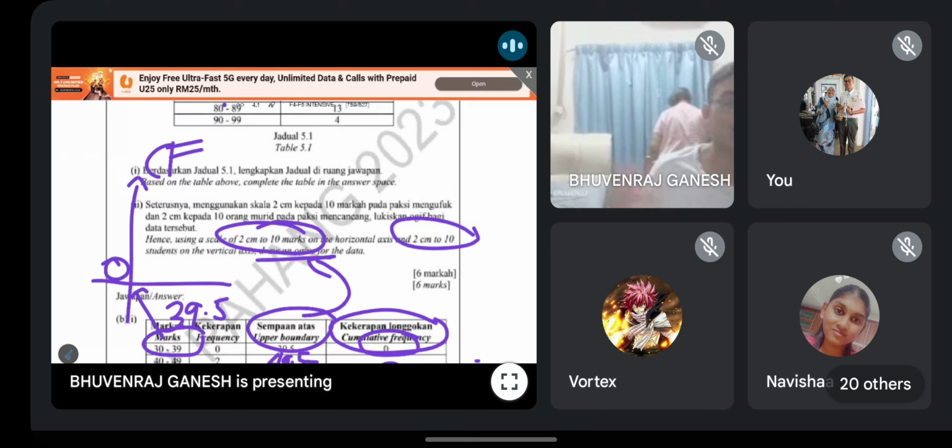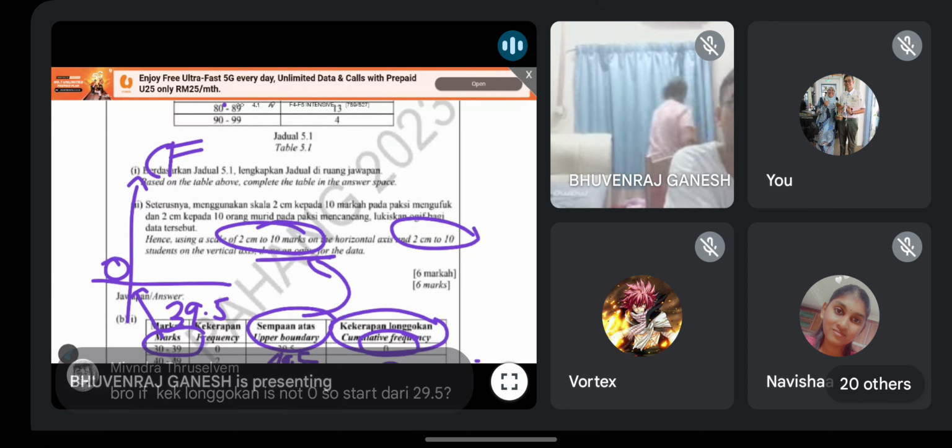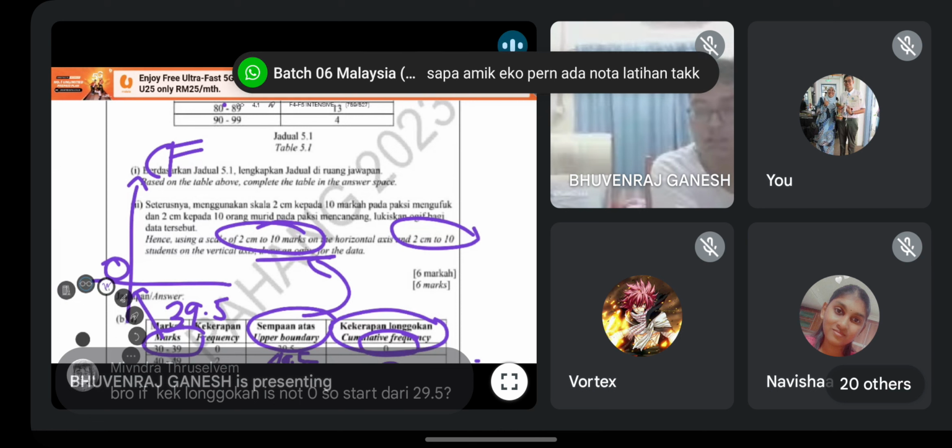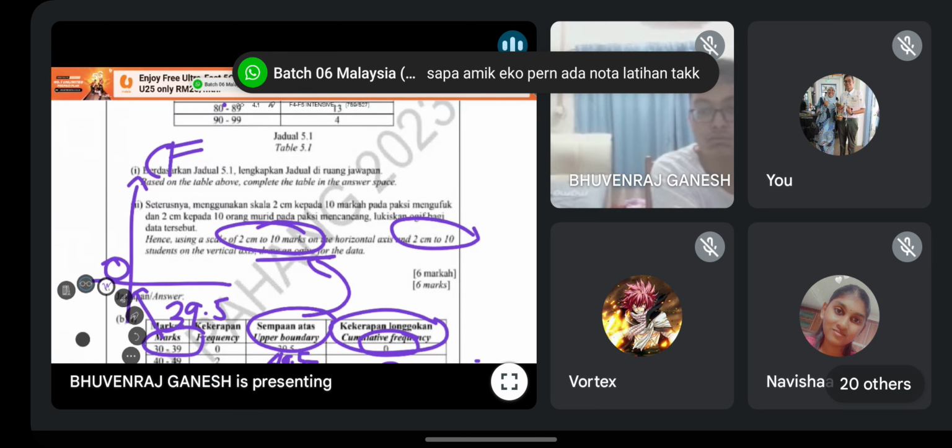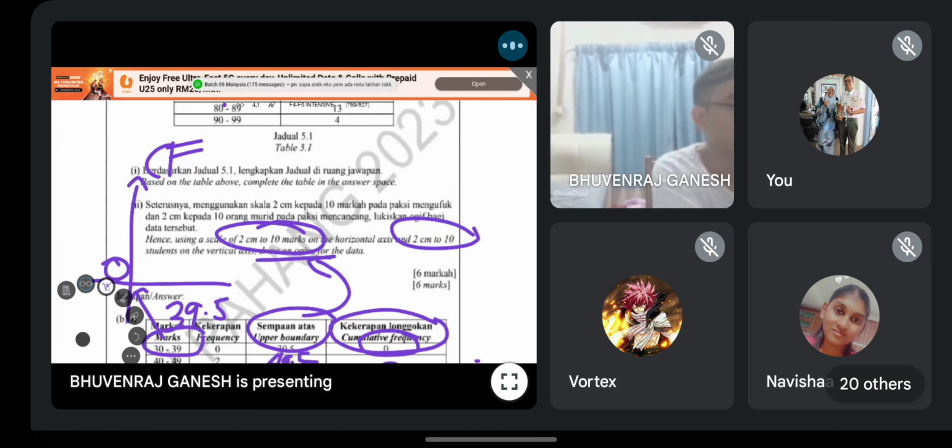Basically, you all must draw, guys. Kamu kena practice nak draw. I cannot draw this for you because it's a curve. Okay, if you want to see the answer, you should get like this. If not zero, so start from 29.5. You must start the class before the 39.5, so minus 10. So kamu kena mula 29.5. Your frequency will be zero.